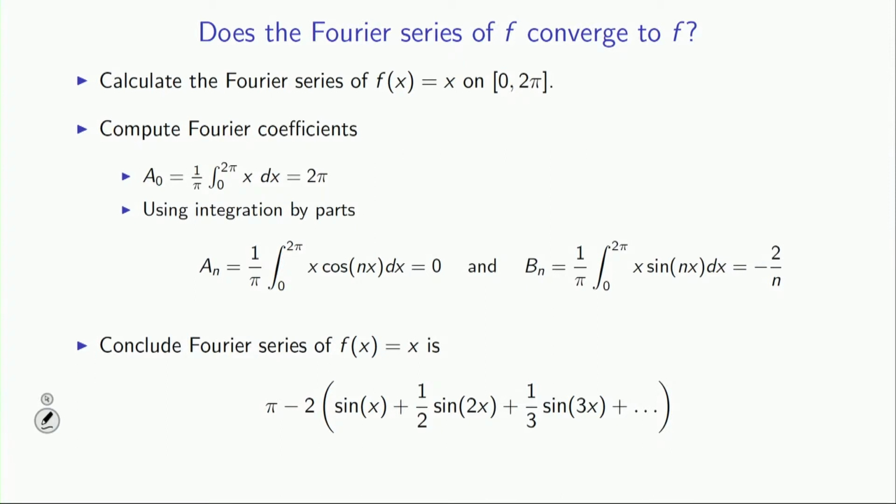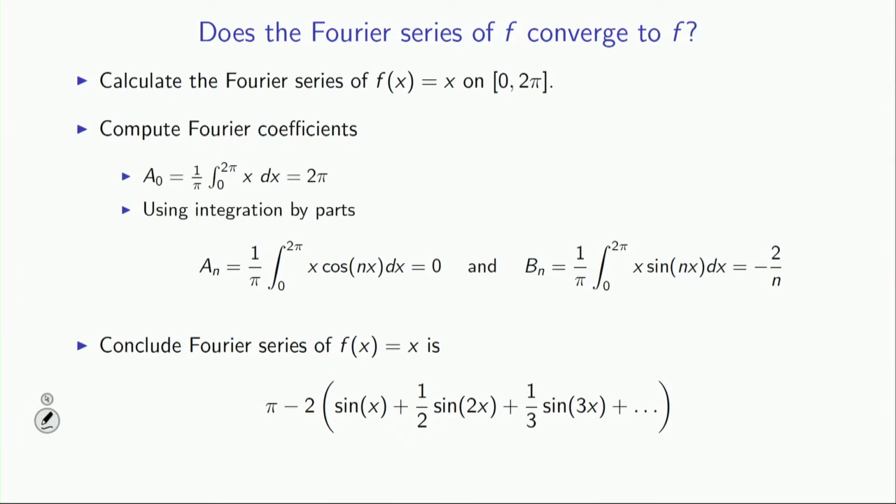Well, let's explore this. Let's start with a function f of x equals x on the interval 0 to 2 pi. And let's then just compute the Fourier coefficients. Computing the constant coefficient is just the integral of x, not so bad. But when you look at the higher order coefficients, you are taking an integral where you're pairing x with a cosine or a sine.